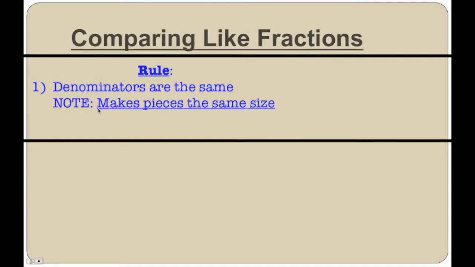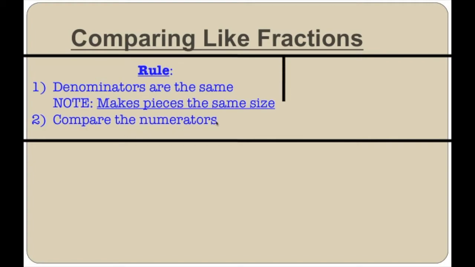And note, this makes the pieces the same size. In an earlier lesson on fractions, we said why the denominator was so important. It's important because it tells us the number of pieces in the whole, and it tells us the size of each piece. And the second rule is to compare the numerators. So again, after we've made the denominators the same, then we just have to compare the top numbers.